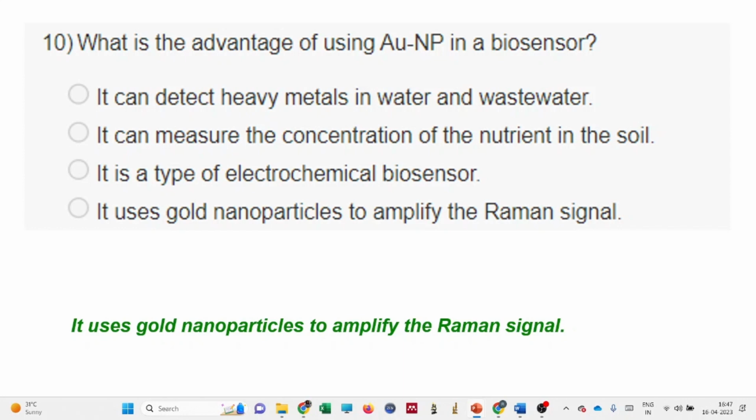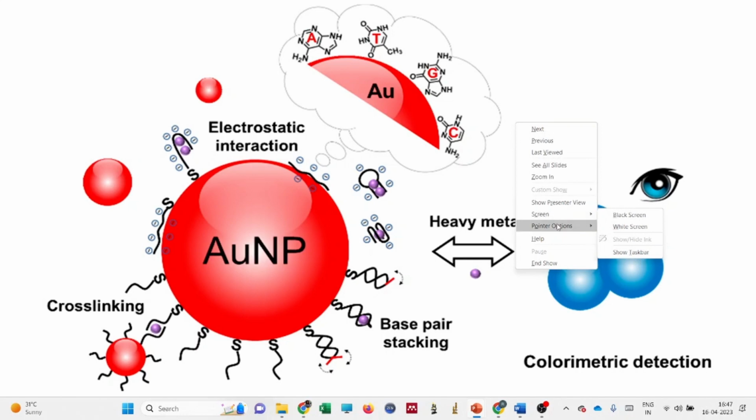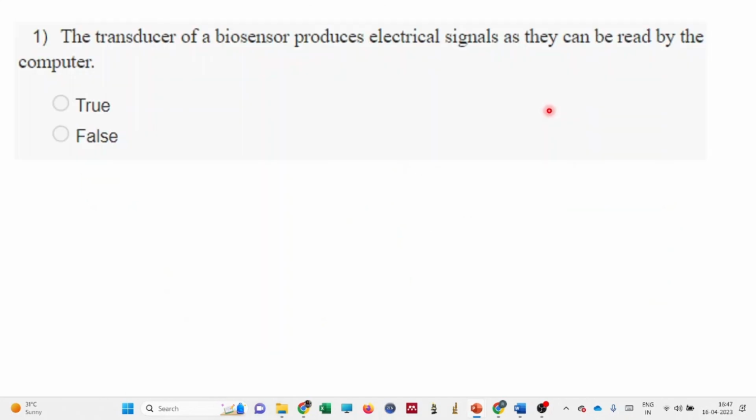So yeah, that's the advantage of using gold nanoparticles in a biosensor. It also amplifies the Raman signal. You can see it actually has a lot of advantages apart from the Raman signal. It's also very biocompatible, and you can actually do colorimetric detection as well.